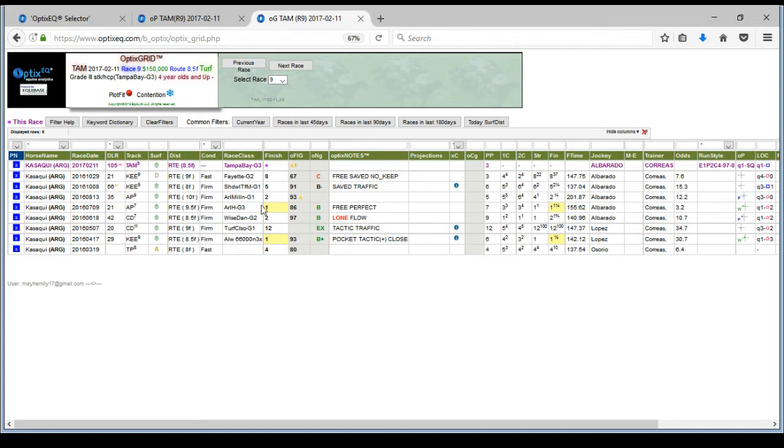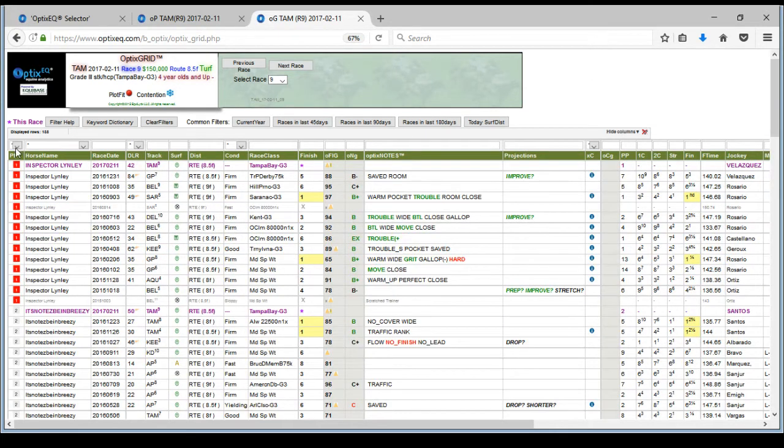Grade 2, B. Grade 3, a B. Grade 1, a B minus, and then a C. I don't have this filtered, so maybe something went a little bit wrong, 105-day layoff, but on class alone, this horse figures. This horse would be one I would give a look at, and I think this is the horse that, if I had to guess the morning line going off the plot, this would be the horse. Okay, so again, I would label that horse as a contender.